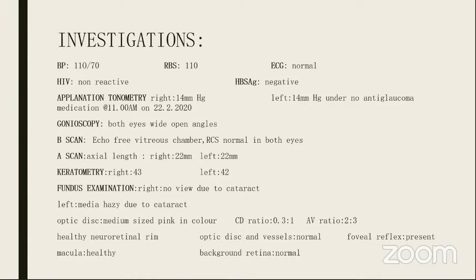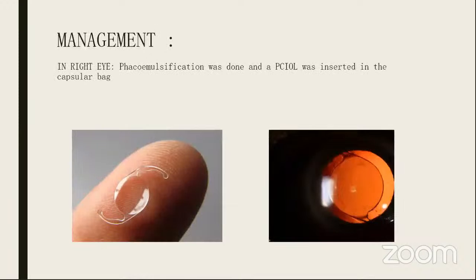Fundus examination: the right eye could not be viewed due to cataract, and in the left eye, the medium was hazy, and the optic disc was medium size, pink in color, with CD ratio 0.3:1, AV ratio 2:3, healthy neuroretinal rim, optic disc and vessels normal, foveal reflex present, healthy macula, and background retina normal.